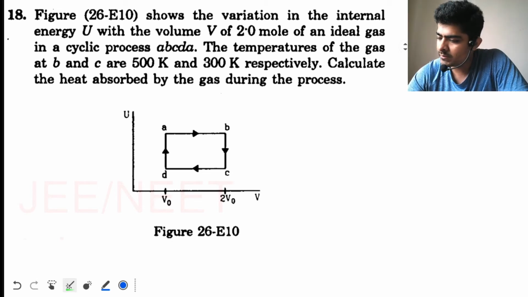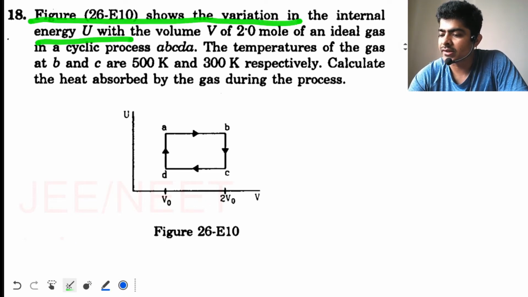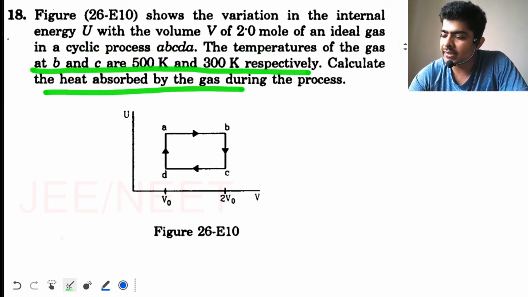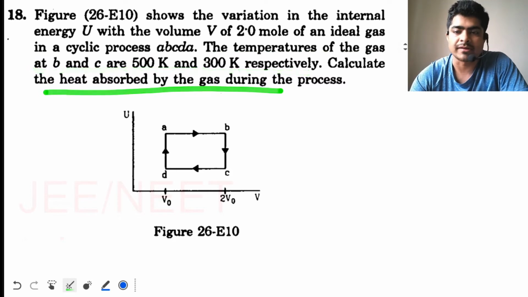Okay, see this question number 18 from chapter 26 of H.C. Verma. Figure shows the variation in the internal energy with volume V of 2 mole of an ideal gas in a cyclic process ABCDA. The temperatures of the gas at B and C are 500 Kelvin and 300 Kelvin. Calculate the heat absorbed by the gas during the process.